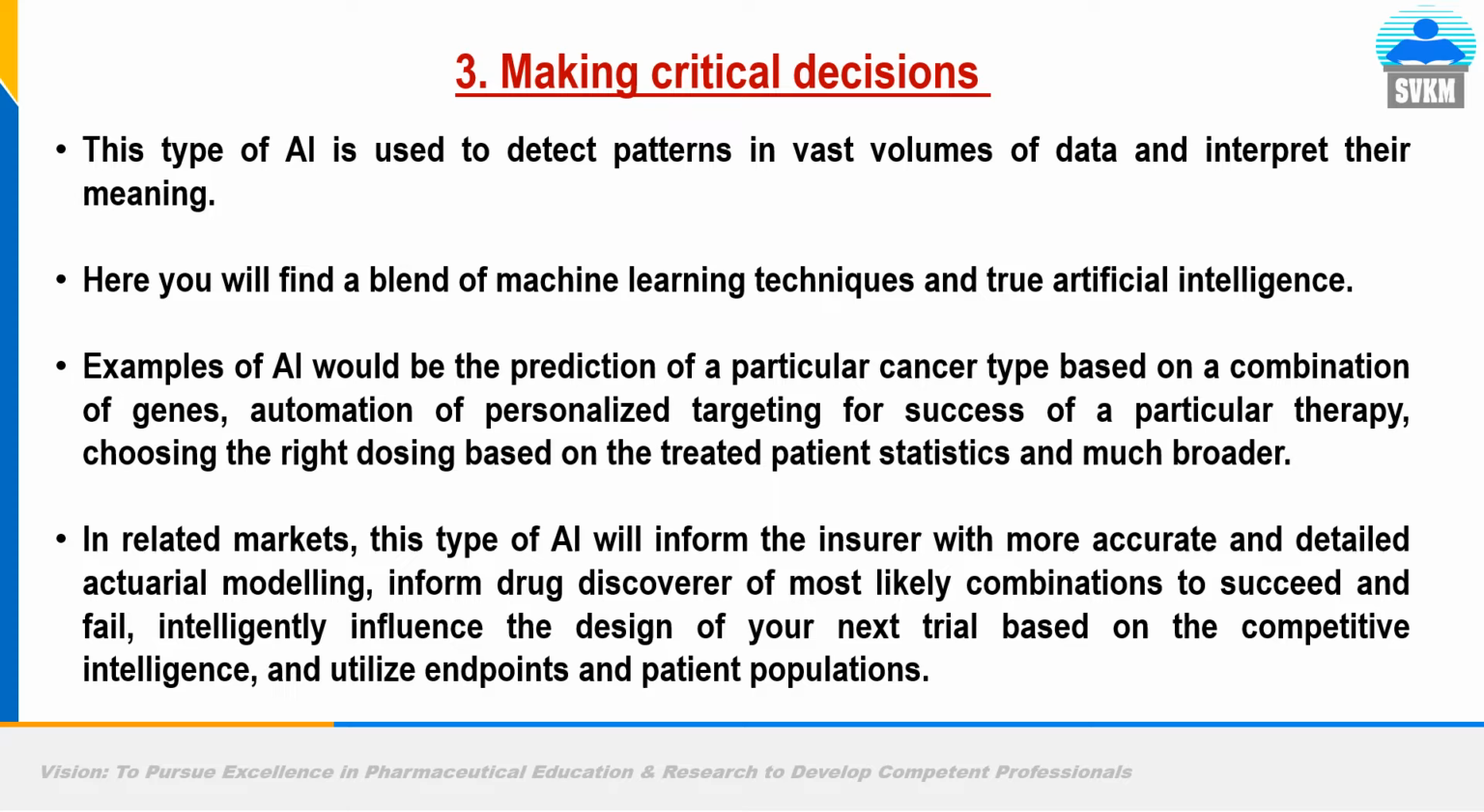Here you will find a blend of machine learning techniques and true AI. Examples of AI would be the prediction of a particular cancer type based on a combination of genes, automation of personalized targeting for success of a particular therapy, choosing the right dosing based on the treated patient statistics, and much broader. So these are the inputs. In related markets, this type of AI will inform the insurer with more accurate and detailed actuarial modeling, inform drug discoverers of the most likely combinations to succeed and fail, intelligently influence the design of your next trial based on competitive intelligence, and utilize endpoints and patient populations.